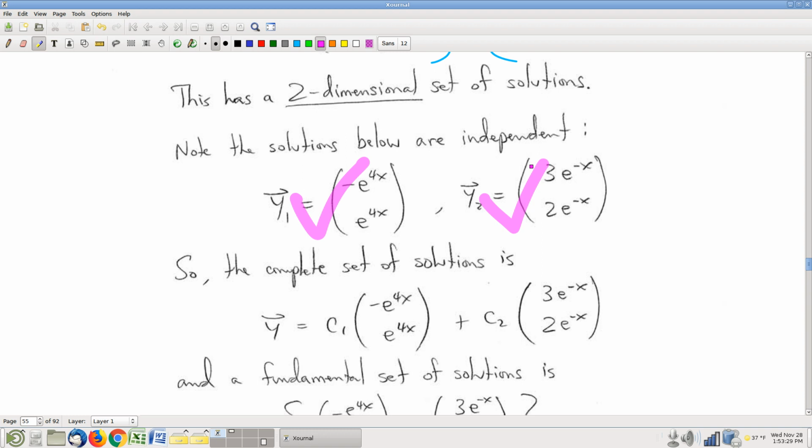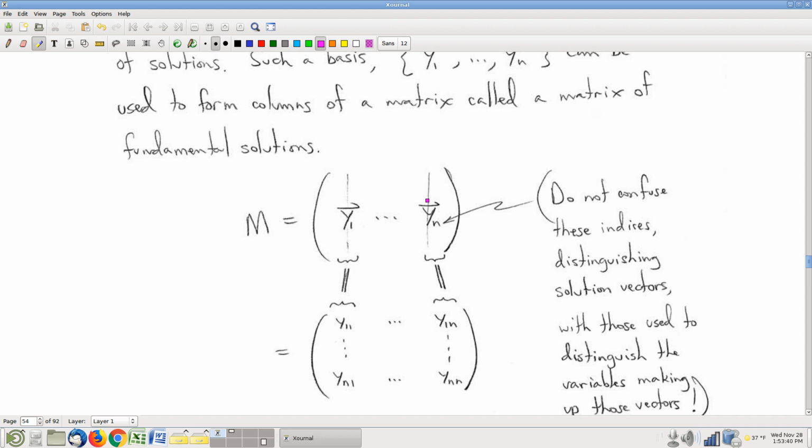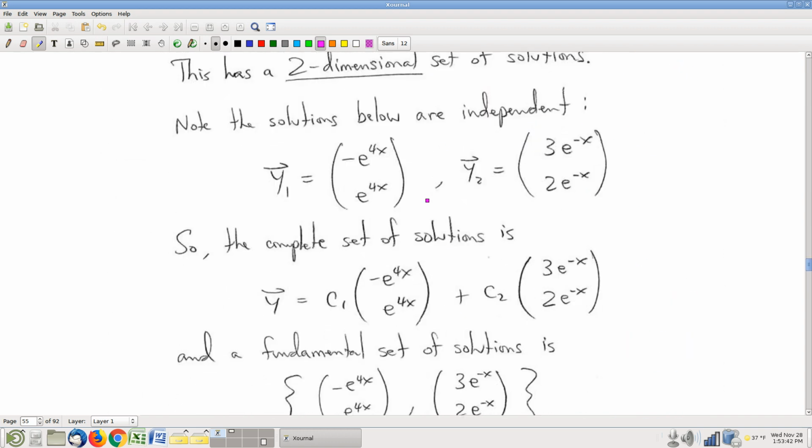Okay. Is everybody good? Does everybody see how the linear algebra is what makes this work? Okay. So now I can show you about this whole fundamental matrix business and why we might care about it.